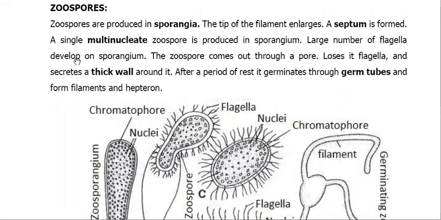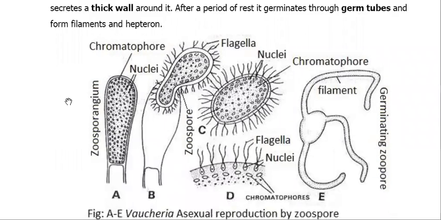A large number of flagella develop on the sporangium. The zoospores come out through a pore, lose their flagella, and secrete a thick wall around them. After a period of rest, they germinate through germ tubes and form the filaments and the hapteron.